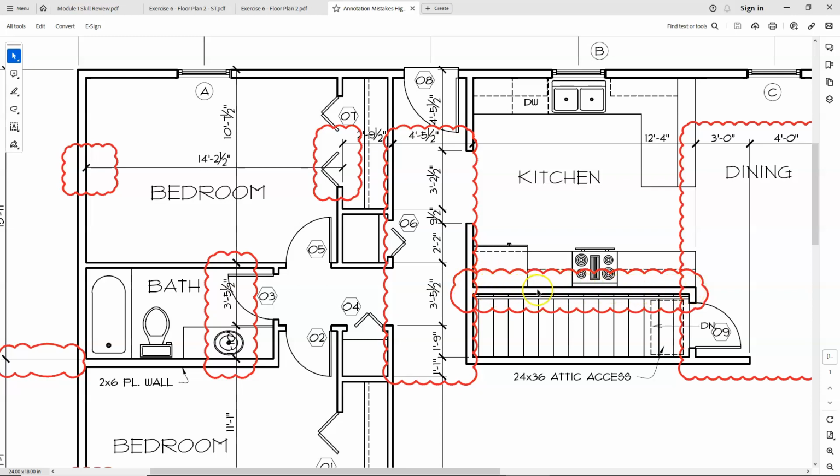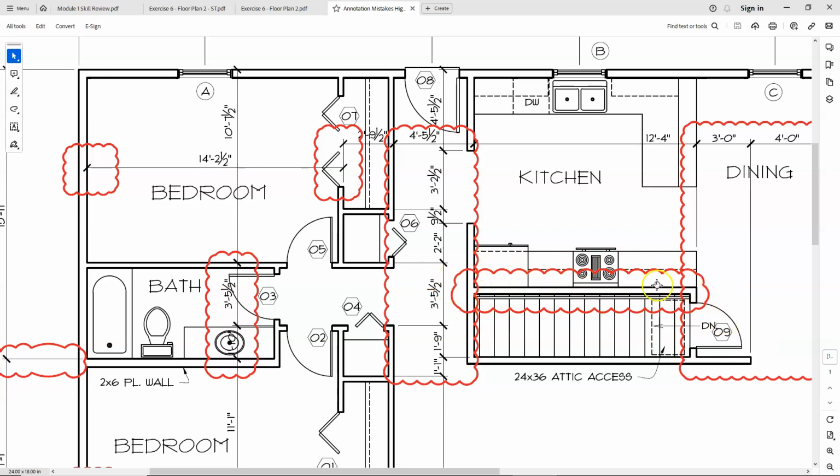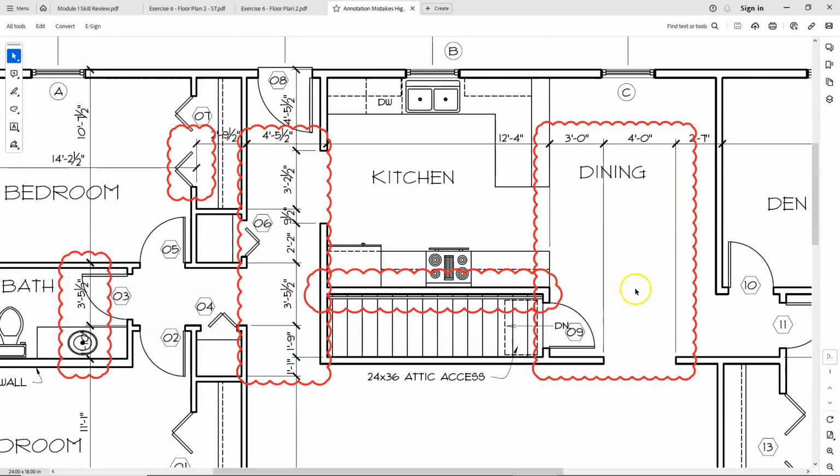You'll notice that there is no dimension at all to say how wide this stair opening needs to be, right, or where this wall is going to go. So that's what's going on with this highlight right here. We'll just keep going. We'll keep going on to the right.